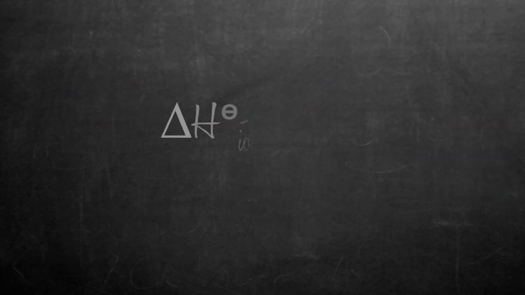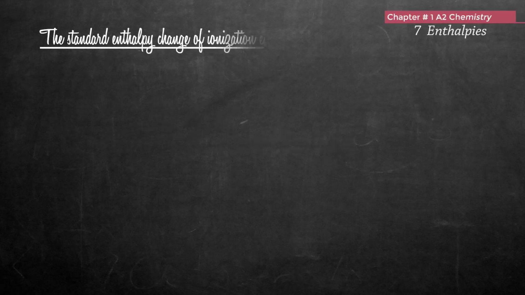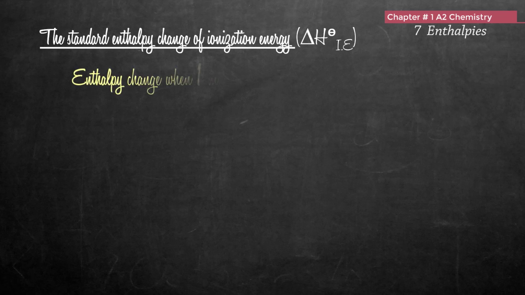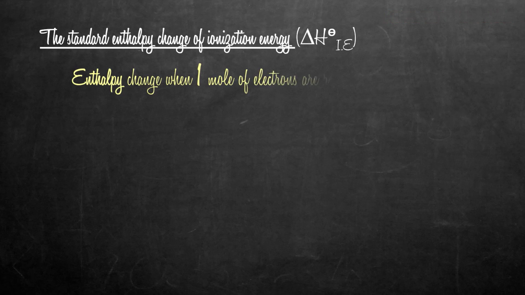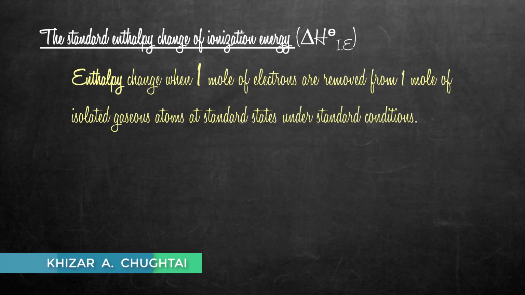Enthalpy of ionization energy. Standard enthalpy of the ionization energy. Enthalpy change when 1 mole of electron is removed from 1 mole of isolated gaseous atoms at standard state under standard conditions. For example, when 1 mole of electrons are removed from the magnesium atoms, there is the formation of magnesium 1 positive ion plus 1 electron. Same is the case, we can also remove the electron from the non-metallic atoms or elements.